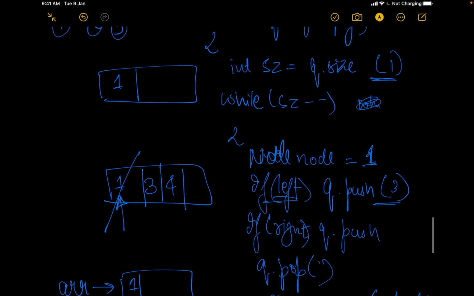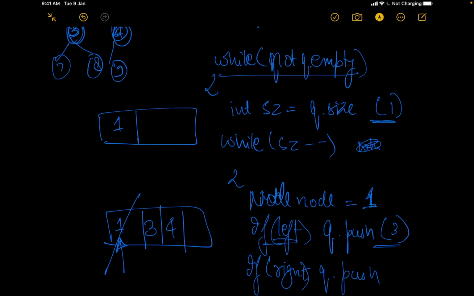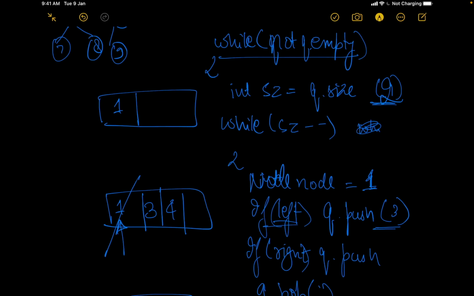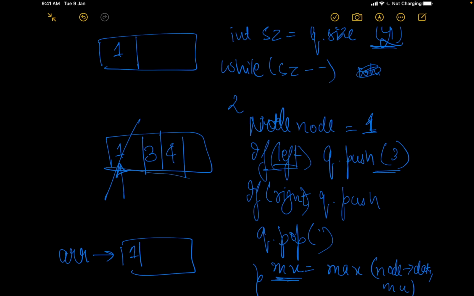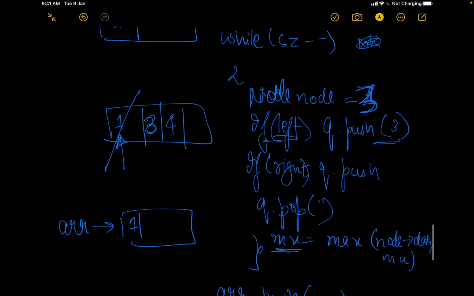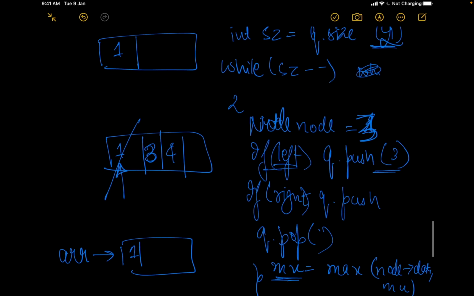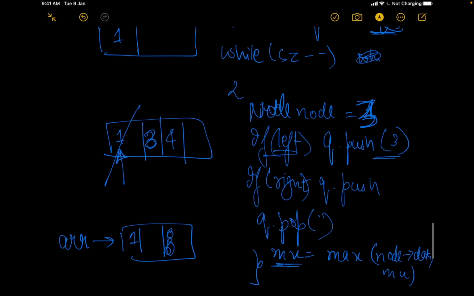The array would now become 1. Now we'll again come over here, and we'll see if the queue is not empty. Yes, it's not empty, it's already having 2 elements. What's the size of the queue? It's 2. Again this process would start. We'll see what's the node. What's the value at the start of the queue? It's 3, so we'll point at 3. Does 3 have a left child? Yes, it does have a left child, that is 7. So we'll write 7 over here.